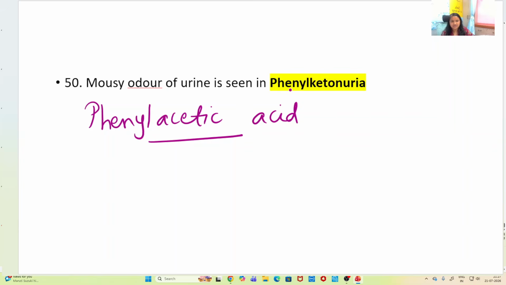So those are the 50 questions for today, and in the next part we will be seeing another few questions which are commonly asked in NEET PG and other competitive exams.